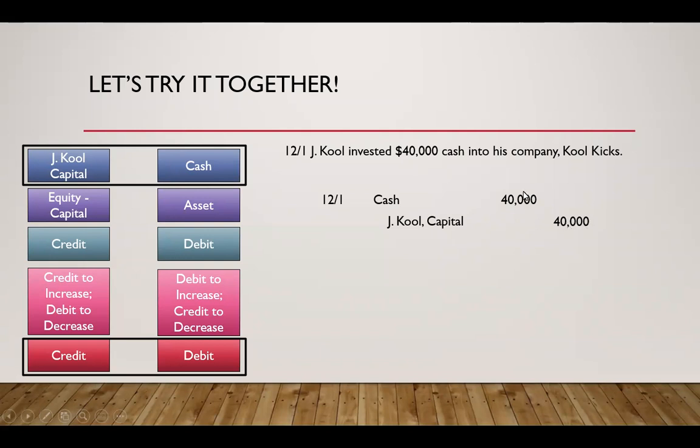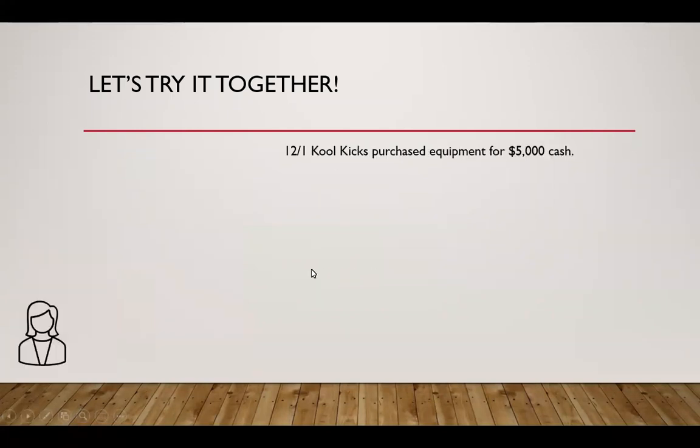So don't align the number with the debited amount. It should be in a separate column so that we know that we're crediting J. Cool Capital for $40,000. And you can't forget the explanation. This is where you can finally be creative. You can say owner invested cash, you can call it owner investment, but this is just a brief summary of the transaction. Now, let's look at another type of transaction.